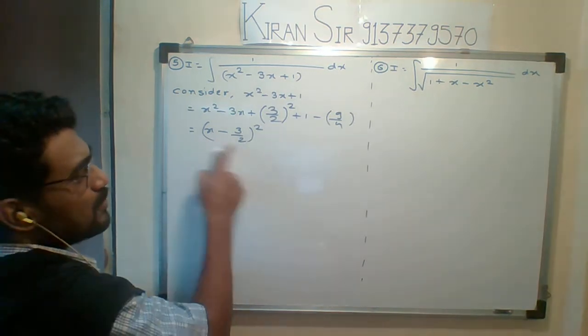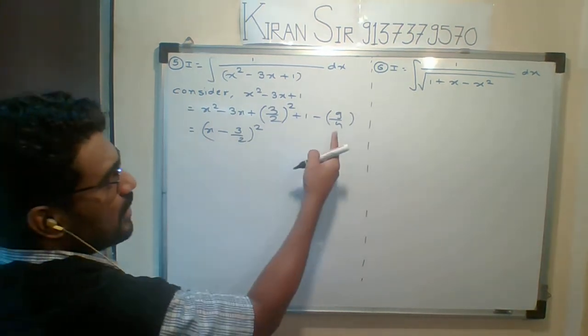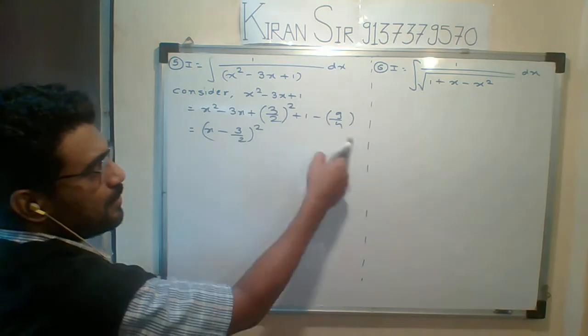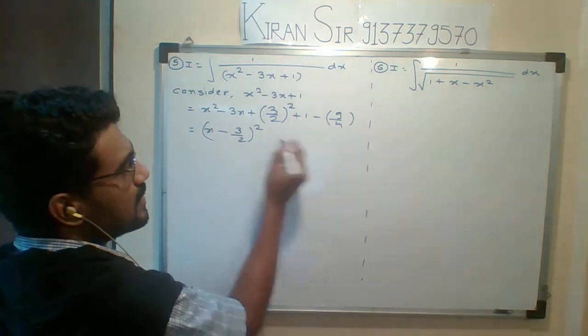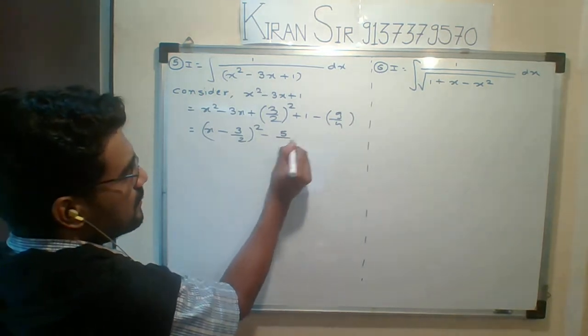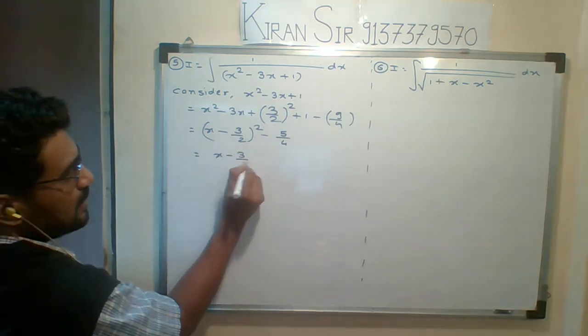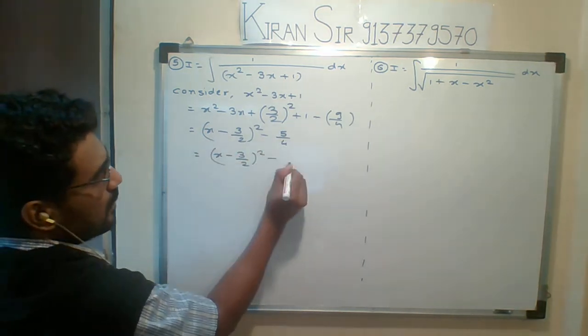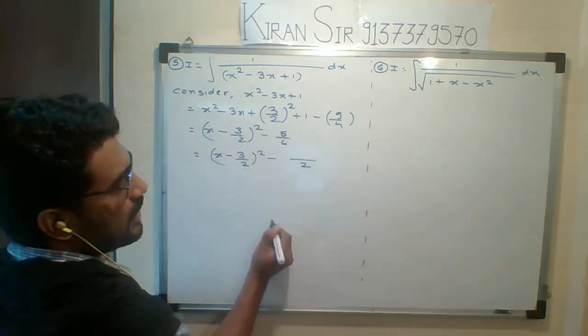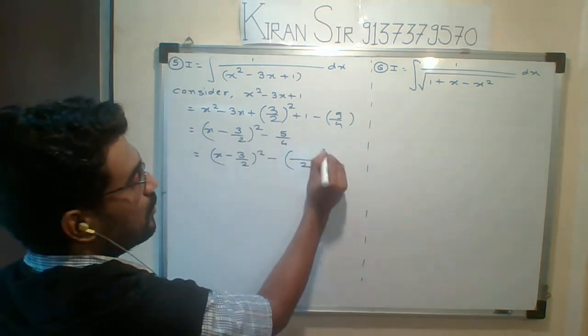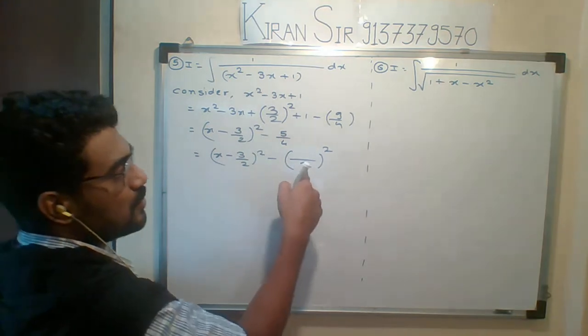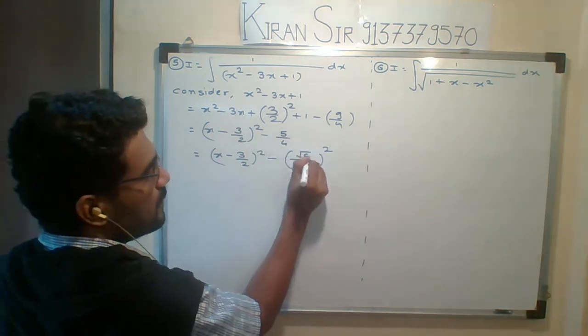Okay, so like this, you have to simplify the term. And what I will do here, I will cross multiply because I have to simplify. 4 ones are 4. 4 minus 9. 4 minus 9 is 5. 5 by 4. And in the next step, I will write x minus 3 by 2 the whole square. Okay, 4 ko root the whole square likhenge because I have to convert into the whole square. So 4 is the square of 2, but 5 is not a perfect square. That's why I will write root 5.